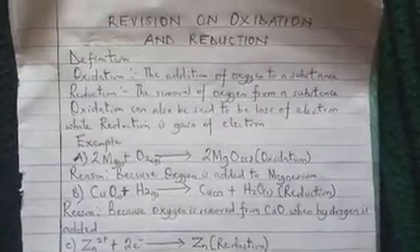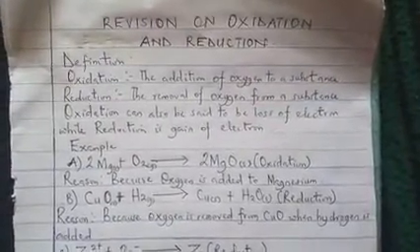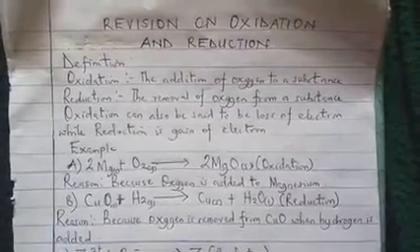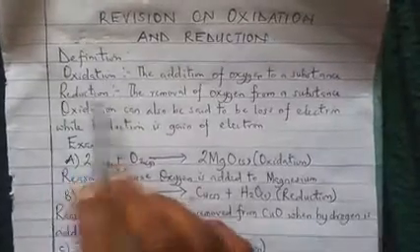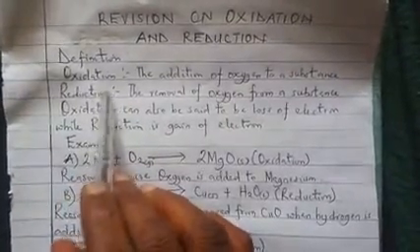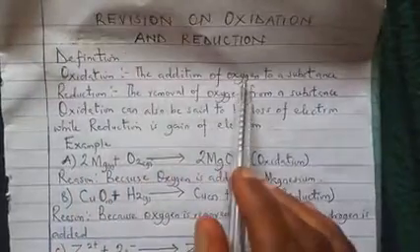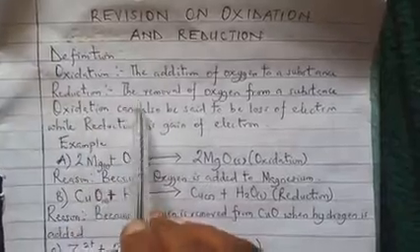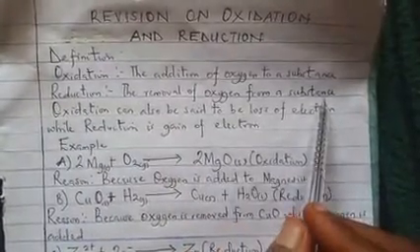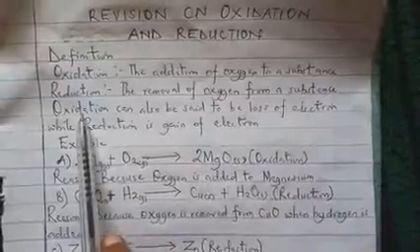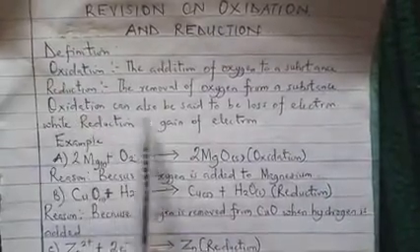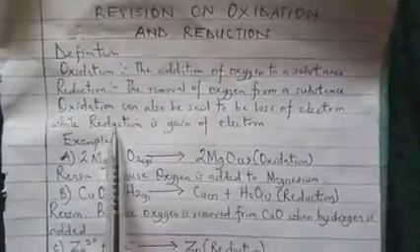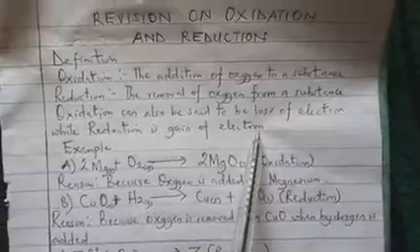This is chemistry class, and we are going to start with revision on oxidation and reduction. If you look at this definition, you will see that oxidation is the addition of oxygen to a substance, while reduction is the removal of oxygen from a substance. It can also be said to be loss of electron, that is oxidation, while reduction is gain of electron.